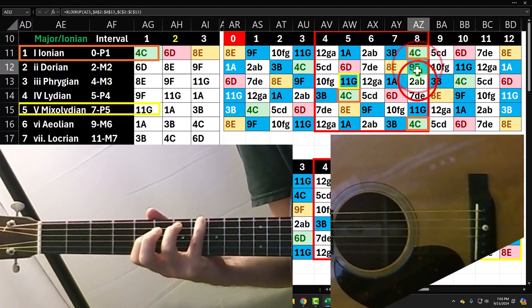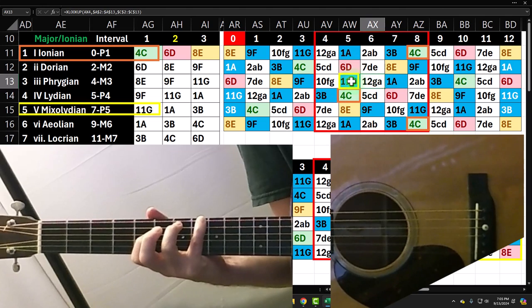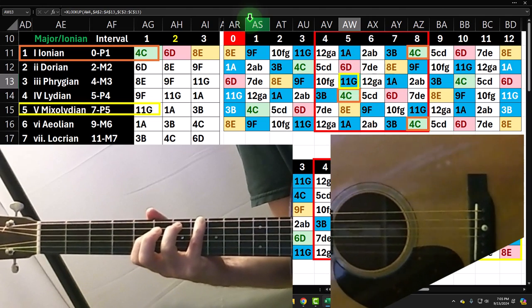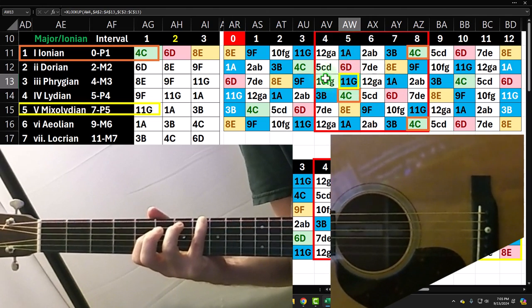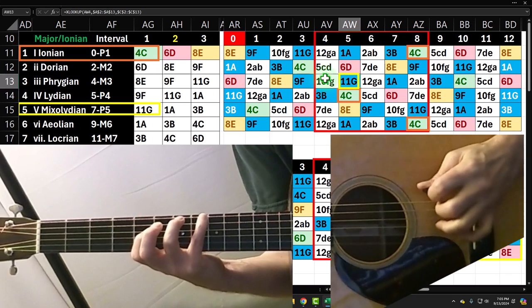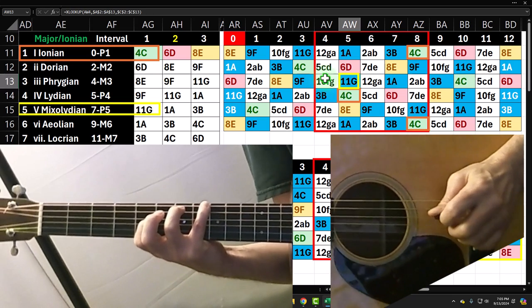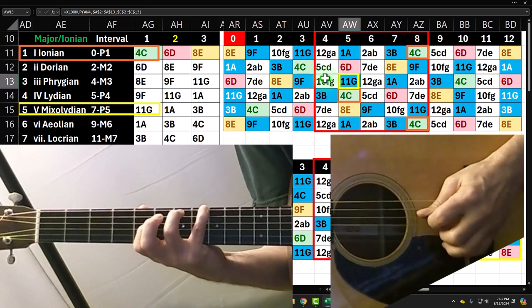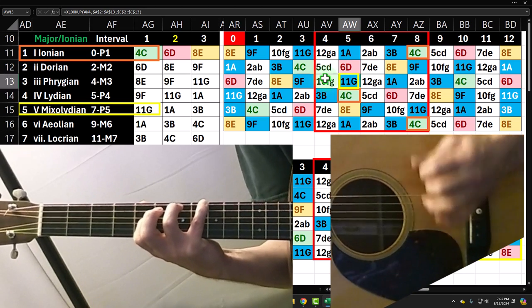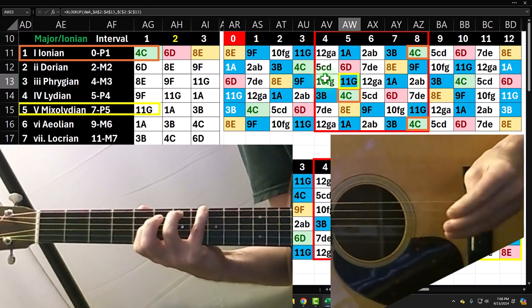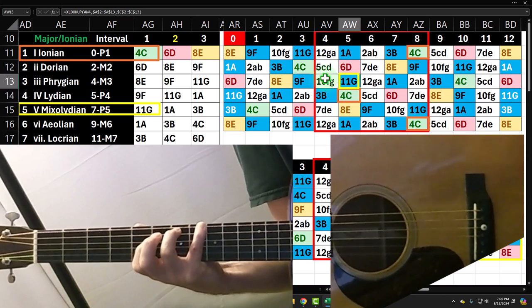How do I count that? Well, 5, 10, 9, 8, 7. What's the inverse? 12 minus 7, which is 5. 5 note away, perfect fourth. So if I go from the C to the G, 7 note away, perfect fifth. But if I went from the inverse, from the G to the C, that's a 5 note away, perfect fourth.